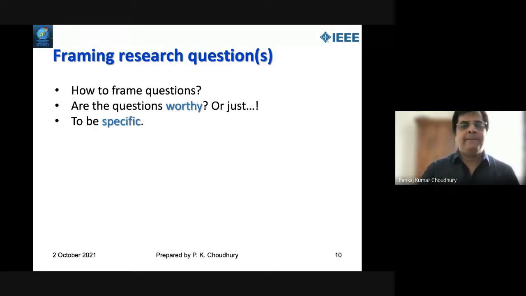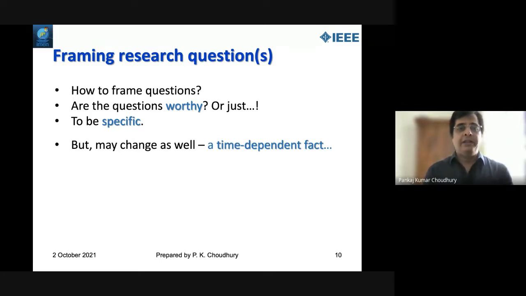So for that, you first have to frame the questions. Now, how to frame the questions? I just gave you the example of a watch. Suppose the watch is giving some sort of problem. So what are the problems? You have to frame the question based on that. So based on the research topic, you have to frame certain questions, and then you have to decide whether the questions are worthy or not, and be focused. Be extremely focused. Okay.